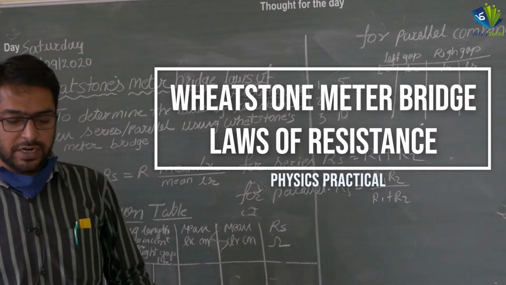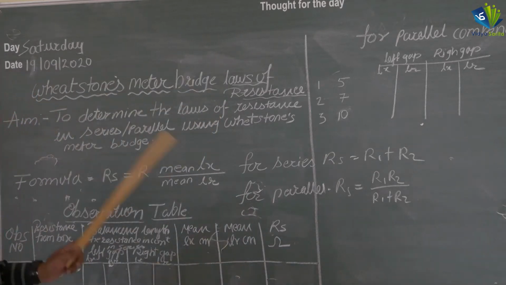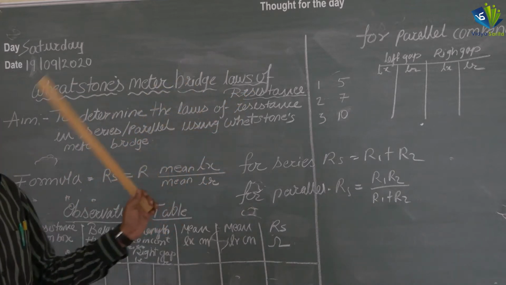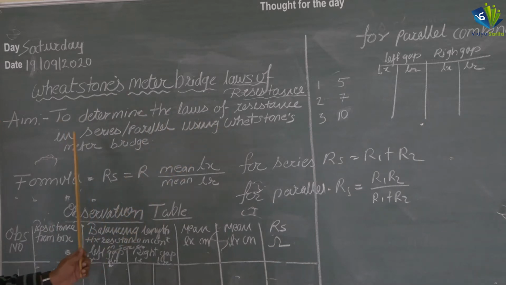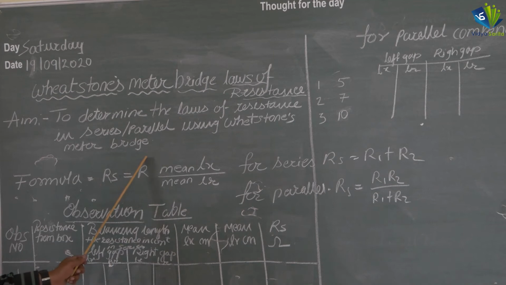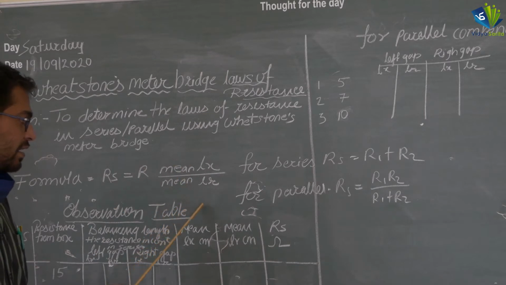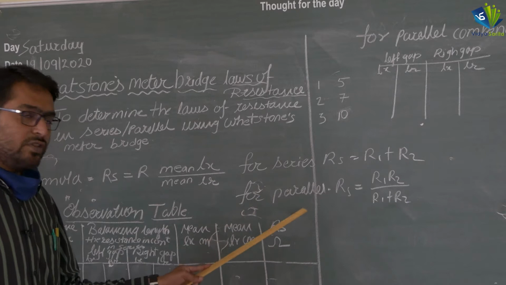Today we are going to study the law of resistance using a meter bridge. The name of the experiment is Wheatstone meter bridge laws of resistance. The aim of the experiment is to determine the laws of resistance in series and parallel using a Wheatstone meter bridge. The formula for this is Rs, that is R, equal to mean Lx upon mean Lr, and we'll calculate both the values for the series and for the parallel.